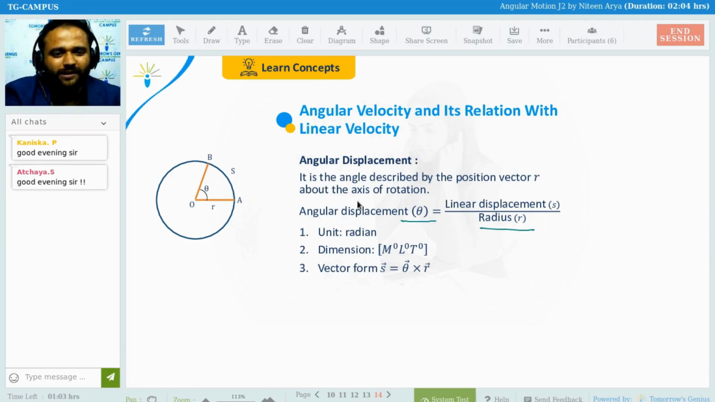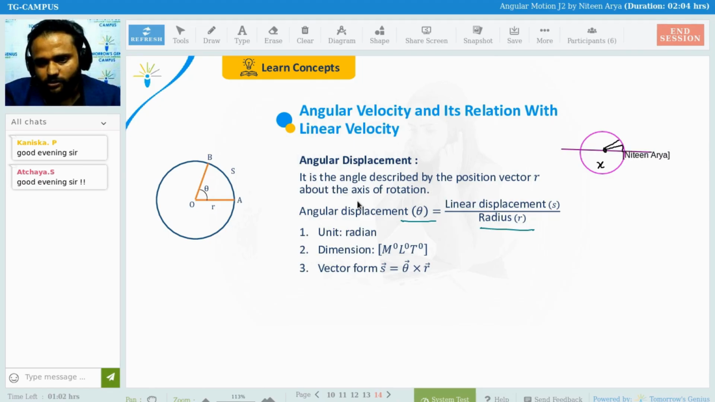I taught you this in the previous class. It is very simple. Take this circle, because it will give you a better understanding. You can draw an axis. Suppose this is the center. From this center, make a smaller angle. As you can see, this small angle is theta.